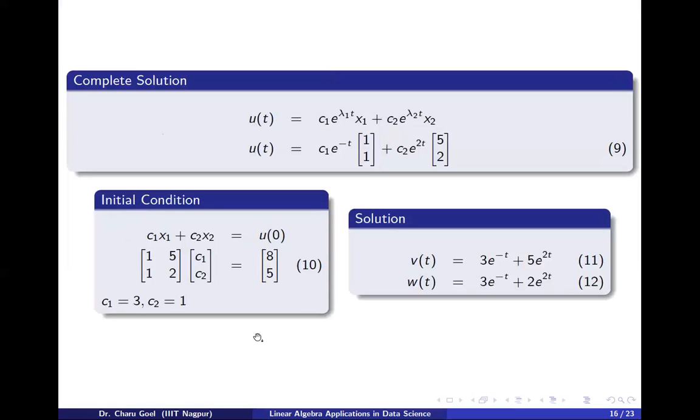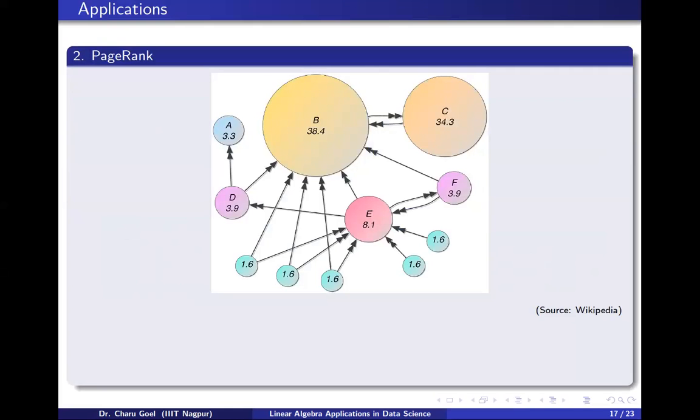Okay, so let me go to the next application, which is PageRank. Now, what is PageRank? PageRank is an algorithm most of you know. I'm going to come to a particular case, the Google PageRank algorithm. But it is not only for Google, it is for any network of connections.